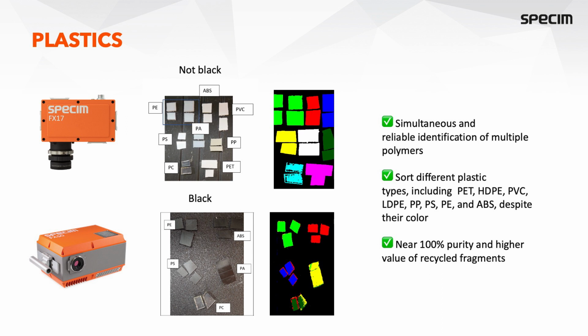Then the FX50 was used for the same type of application, but this time with black plastics as well. And here, as you can see, the sorting performance of the FX50 is remarkable. The FX50 can sort the plastic even if it is black. So here again, you can see a simultaneous and reliable identification of different types of polymer. Most of those used in daily life can be sorted, like PET, PE, PVC, and so on. And near 100% purity can be achieved with those devices as well.